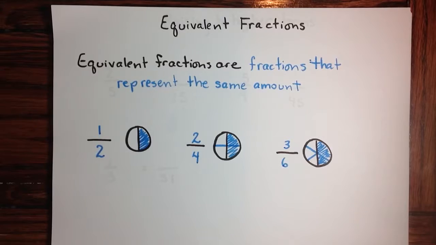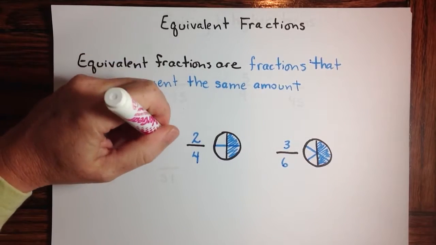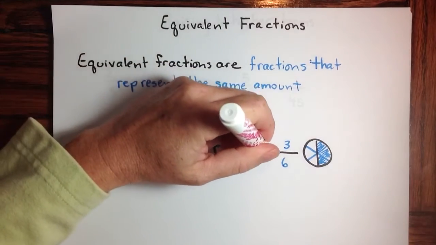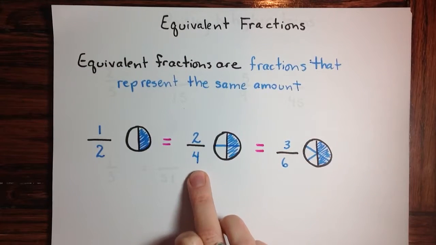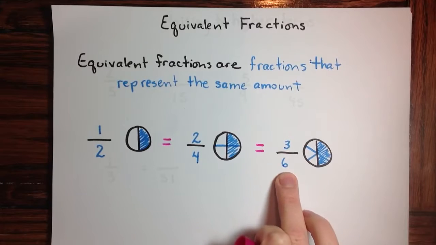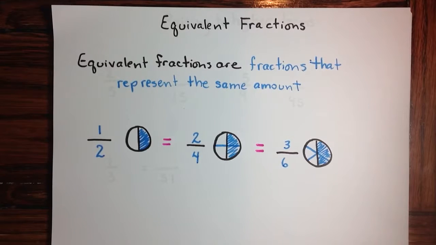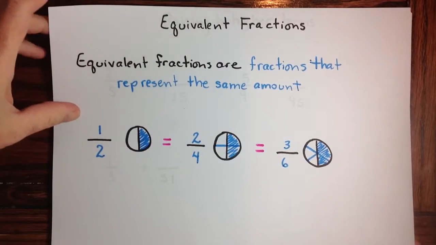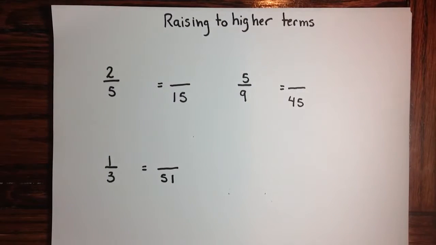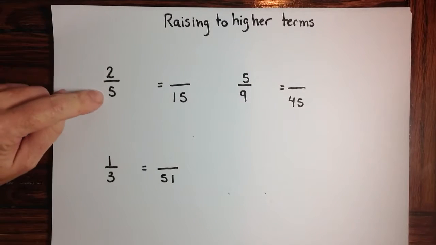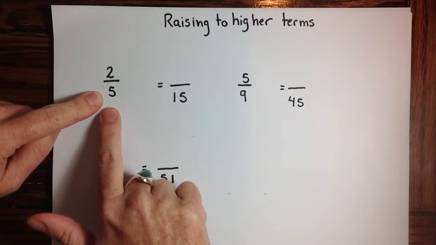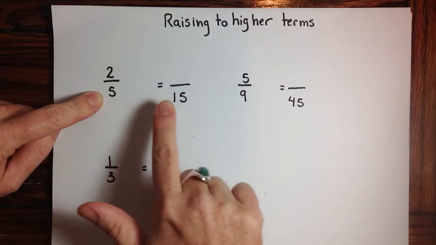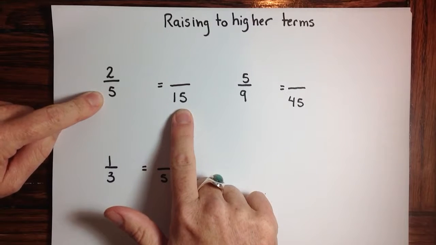So we call these fractions equivalent fractions because they each represent the same amount. 1/2 is equivalent to 2/4, which is equivalent to 3/6, and so on. So if you want to raise a fraction to higher terms, they've given you the original fraction 2/5, and they say, I want you to turn that into an equivalent fraction that has a denominator of 15.